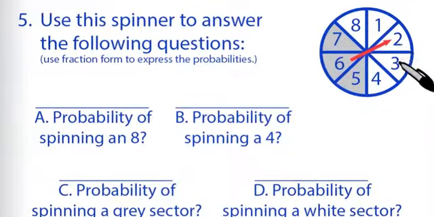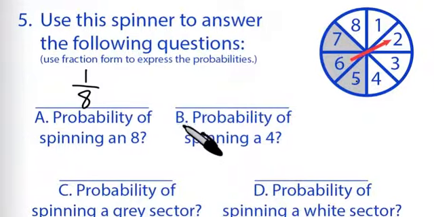So it goes to 1, 2, 3, 4, 5, 6, 7, 8. And 3 of those are colored gray, and 5 of those are colored white. We're told, what's the probability of spinning an 8? So just spinning this sector right here, there would be 1 chance out of 8. There's one number that gives us what we're looking for, and 8 total sectors. So 1/8 is the probability.